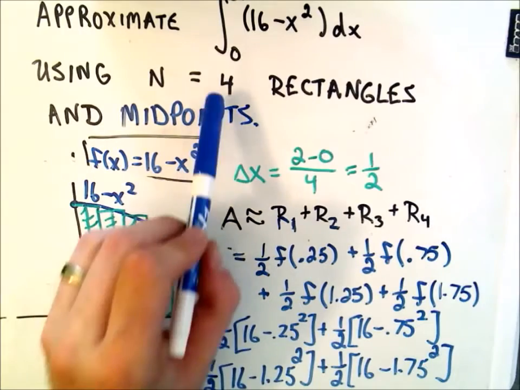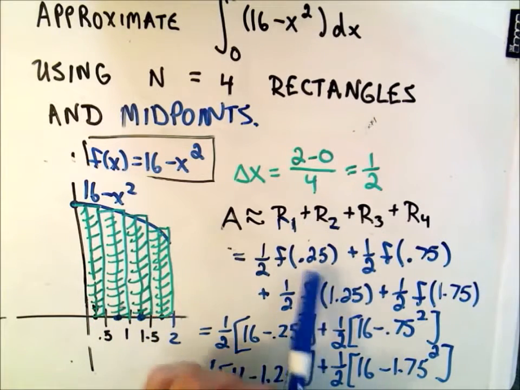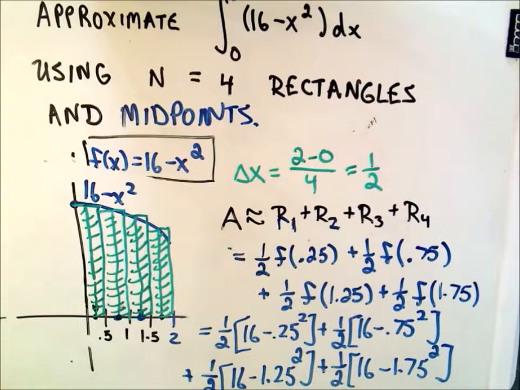If we used 4 rectangles and right endpoints, notice we would use the values 0.5, 1, 1.5, and 2 to get the heights of our rectangles. And in that case, it looks like it would in fact be an underestimate.